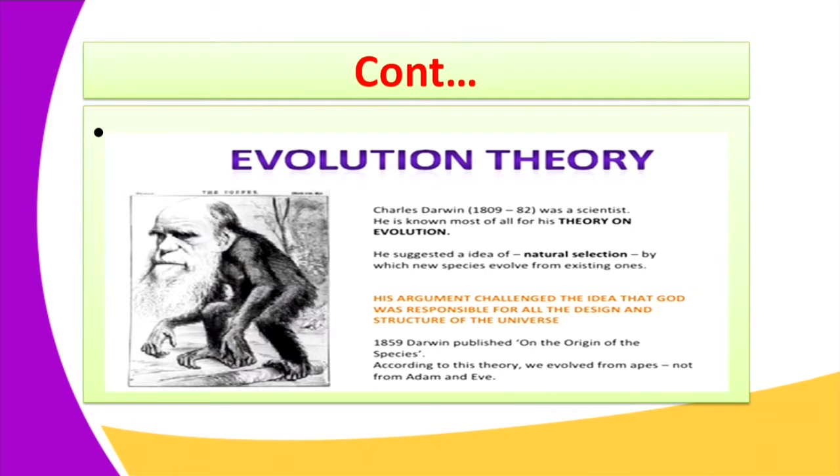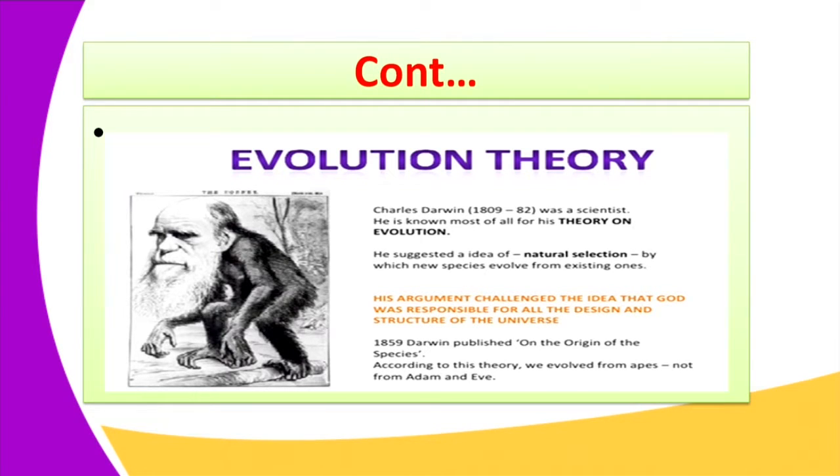When we talk of natural selection, being a natural scientist, he was able to study how animals behave and how animals evolve. This means he came up with the idea that a new species evolved from an existing one through natural selection. And in his argument, he challenged the idea that God was responsible for all the design and the structures of the universe.